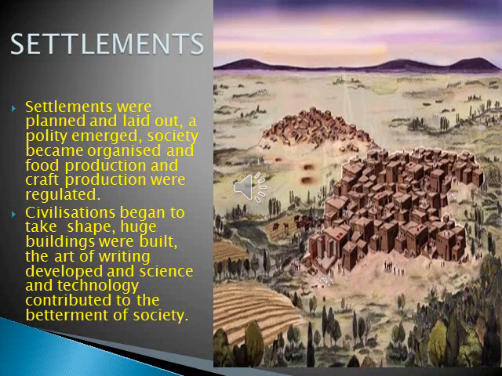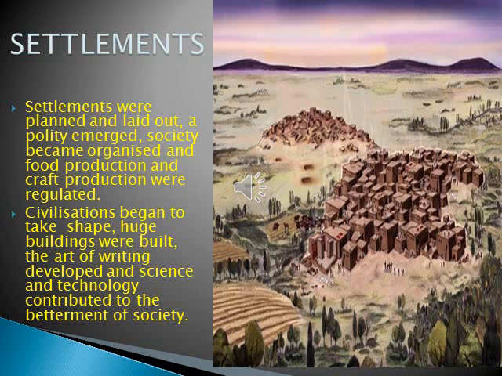Huge buildings were built, because human beings began to settle in a particular place. In order to live, they began to construct huge buildings. Initially he lived in caves. Now he began to construct buildings. The art of writing developed. Initially he just exchanged his thoughts only through signs. Later language developed. In the ancient civilization period, the art of writing was developed. Science and technology developed well and contributed a lot to the betterment of society.